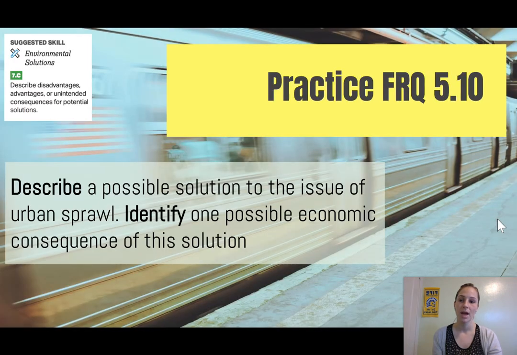So this is going to be a practice FRQ for 5.10. You are going to practice the suggested skill of describing disadvantages, advantages, and potential consequences to an environmental problem. So what I want you to do for this practice FRQ is to describe a possible solution to the issue of urban sprawl. But I also want you to identify one possible economic consequence of this solution. So think of the money of this solution. So that's going to be your practice FRQ for 5.10.